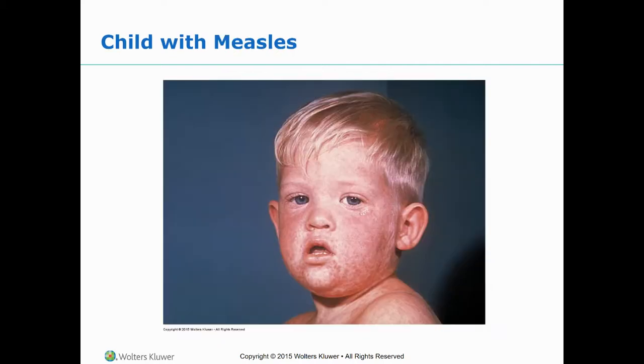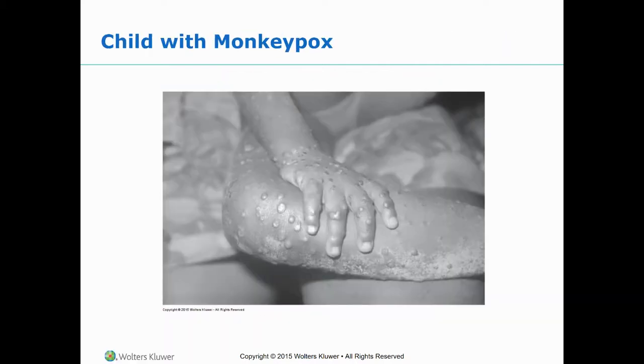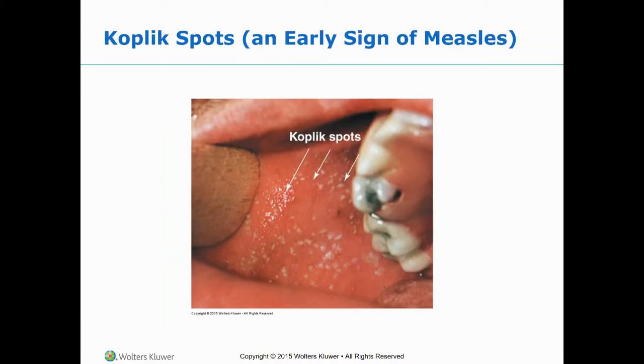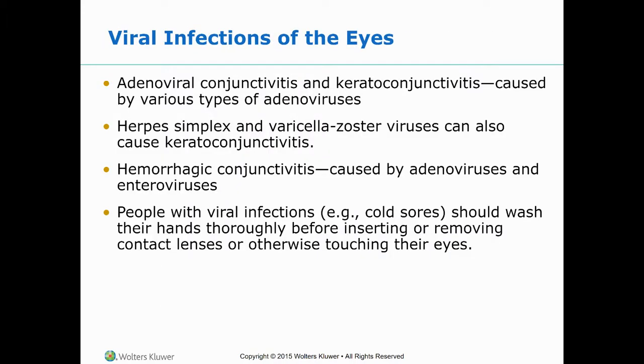This is a child with measles. Okay? You've got monkeypox. They're not very comfortable. These are all just examples of those different types of things.